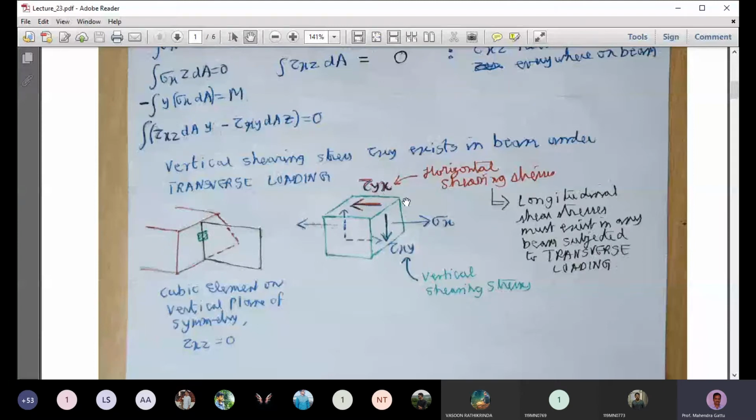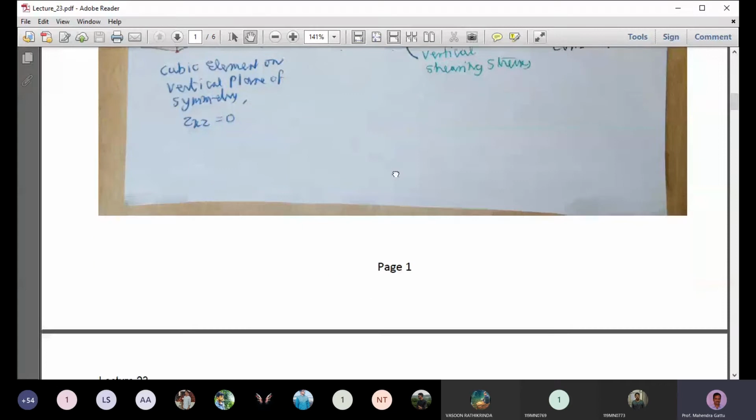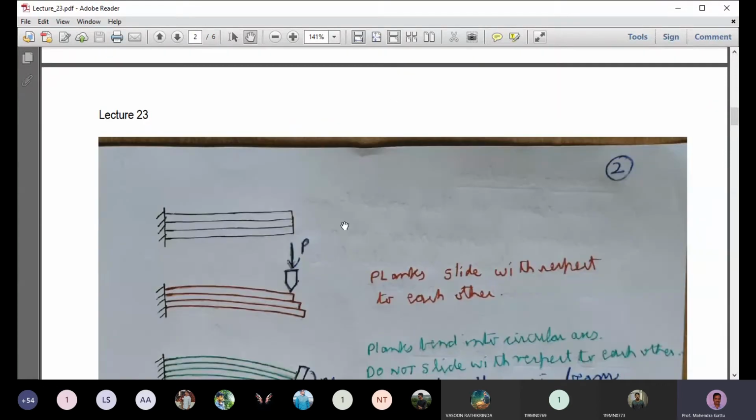Okay, so this is very important to understand, and we know that for force balance and also for moment equilibrium, tau yx is equal to tau xy. And if you see the left face and the bottom face, we have these shear stresses also. Those same shear stresses will be there, which will balance out, so that the entire element will be in equilibrium. We'll discuss more about this tau yx later.